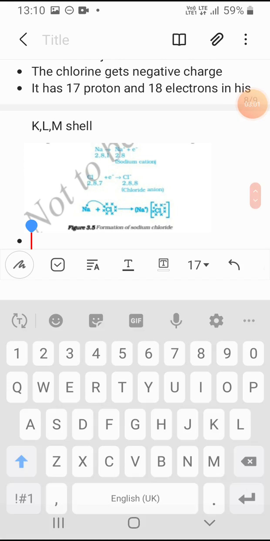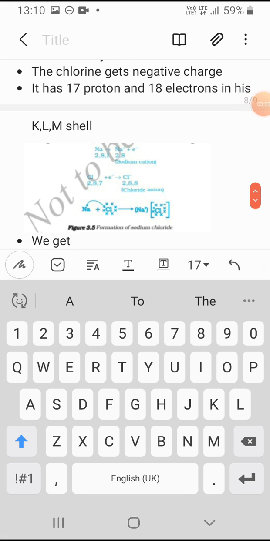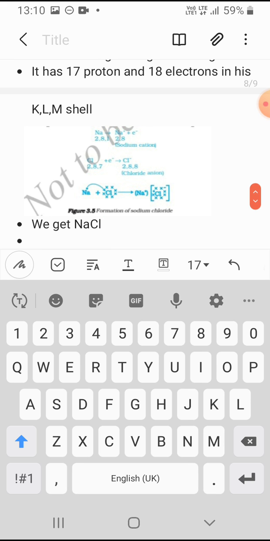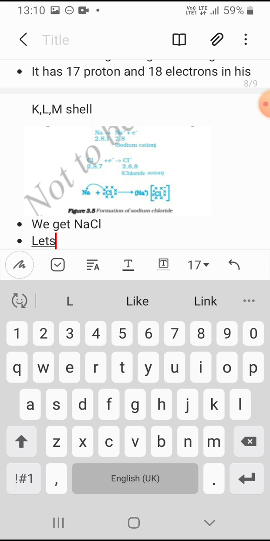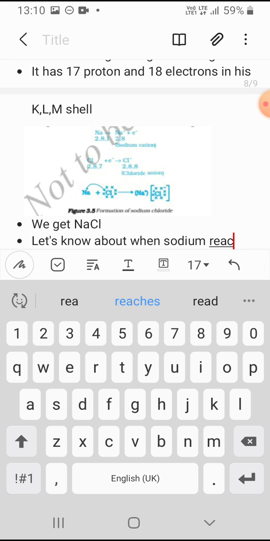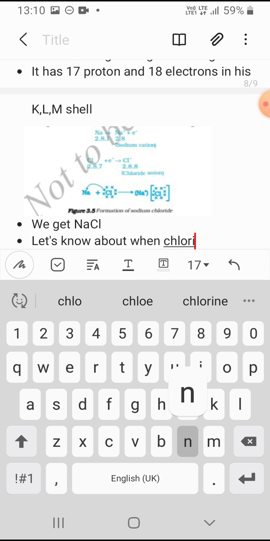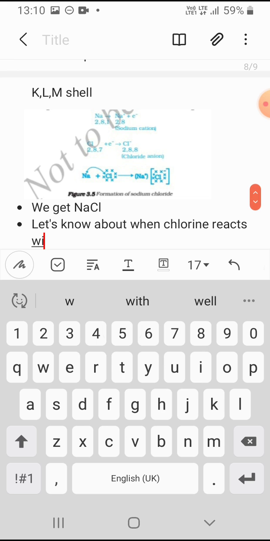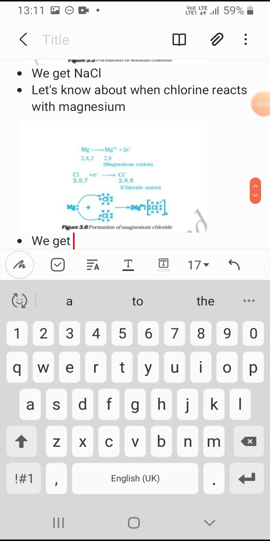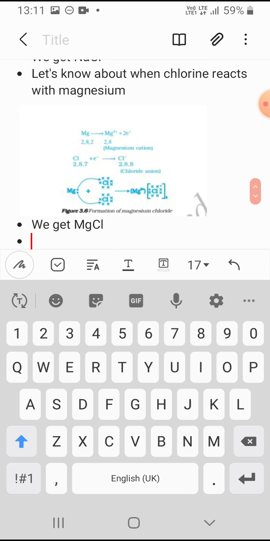Formation of sodium and chloride. So we get NaCl, that is sodium chloride, when this formation happens. So let's know about what happens when chlorine reacts with magnesium. Magnesium reacts with chlorine, we get MgCl2, that is magnesium chloride.